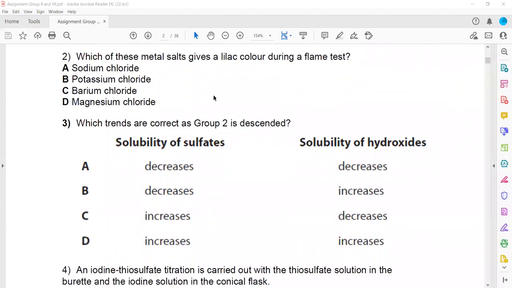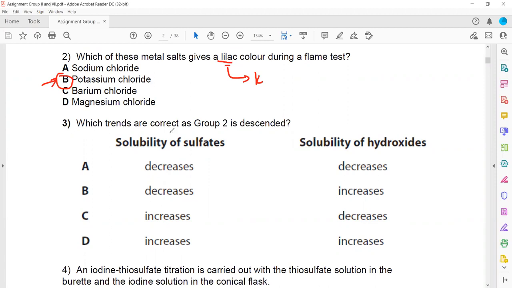Then, which of these metal salts gives a lilac color during a flame test? Lilac or purple is due to potassium. So which one has potassium? Only one of them has potassium. So that's why B is the right answer.